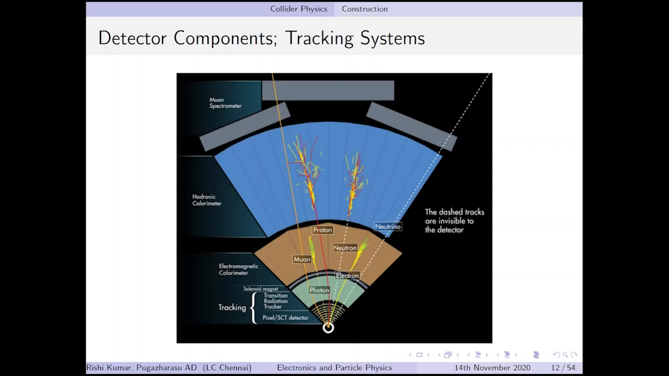Immediately outside the region of the collision point and the proton beams is the tracking system. The tracking system consists of millions of individual channels that respond when a charged particle hits them. These channels consist of silicon or gas that ionizes when a high energy charged particle passes through. This ionization is recorded at numerous points along the trajectory of the charged particle and traces out a track of the charged particle. As we see here in this diagram, it's very beautifully illustrated.